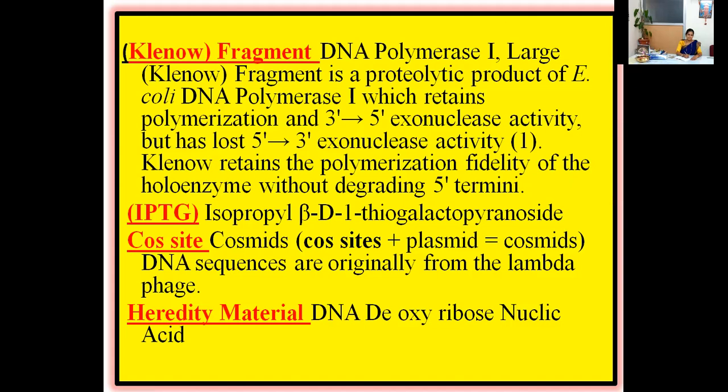What is a cos site? A cos site can be seen in the cosmid. In cosmids, you can see the presence of cos sites plus plasmid, that becomes a cosmid. These DNA sequences are originally from the lambda phage.